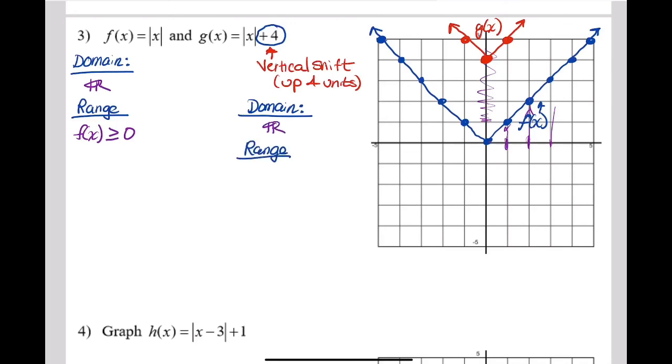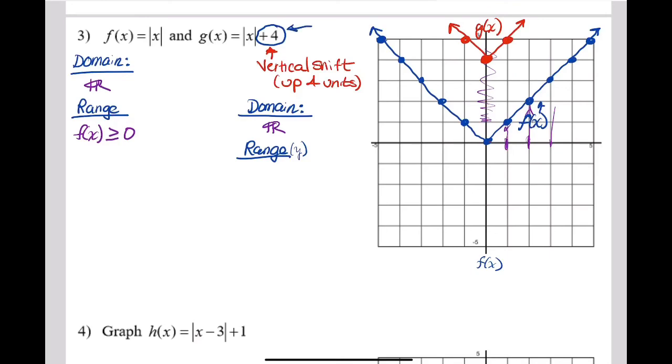Now the range, this makes sense. Now this is a vertical change. Now remember, range is the y values. You know, that's what range represents. I mean, we're not calling it y, we're really calling it f of x. But you know what I mean. It's all the same.